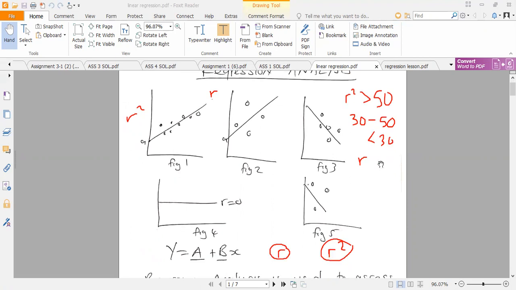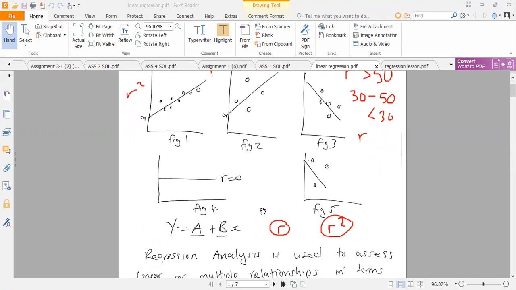So relationships are defined by what we call the prediction equation, which is given by y is equal to a plus bx, where a is the y-intercept, the cutting point, and b is the slope, which is the gradient.